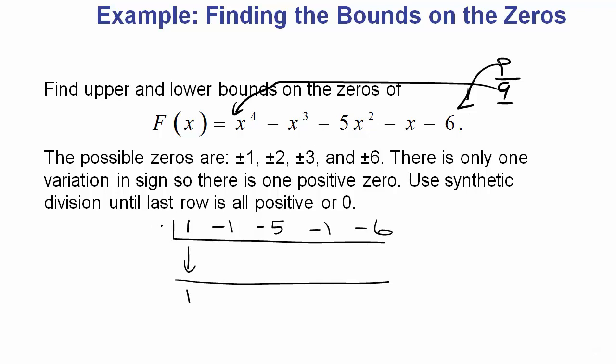So you start with 1 and do your synthetic division. So 1 times 1 is 1. Add these together, 0, right? Add these together, -5. Add these together, -6. Add these together, -12. They're not all positive. They're not all positive or zero. So this is not an upper bound.